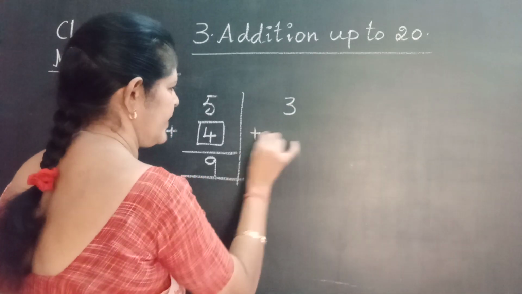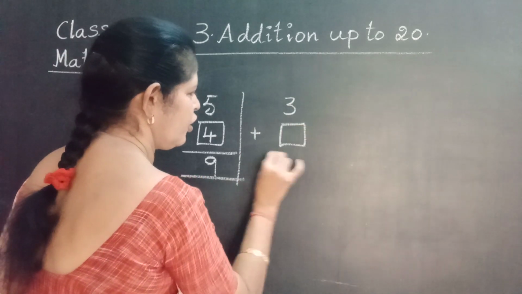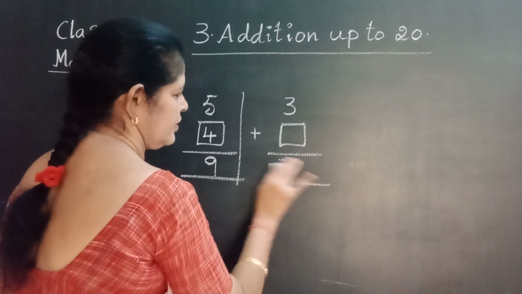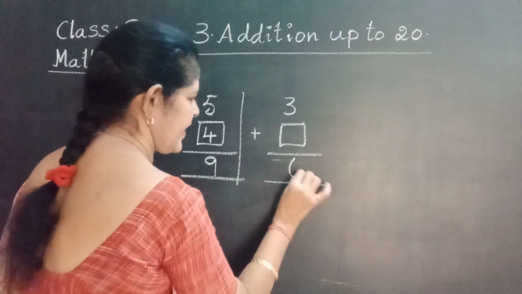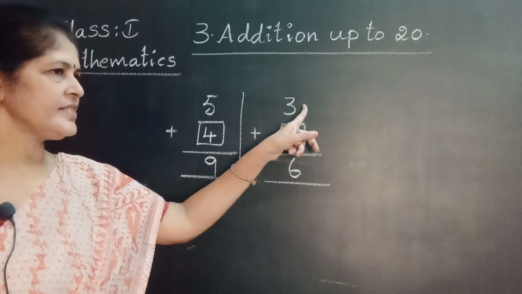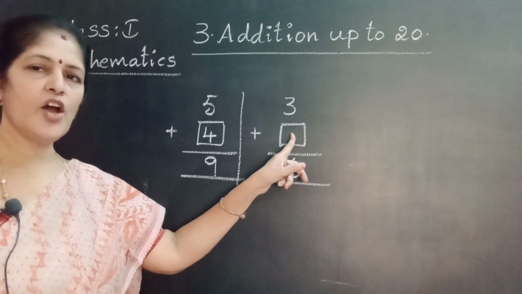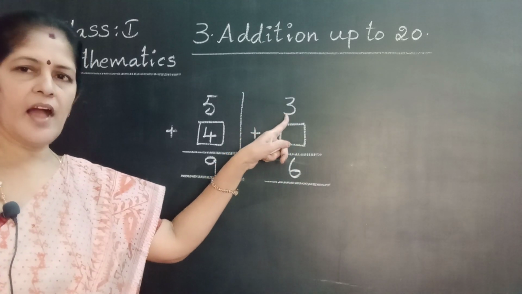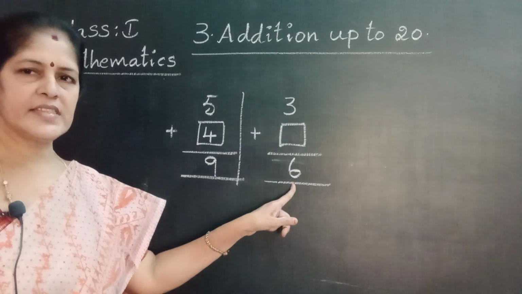3 plus, we don't know the second number here. Total is 6. First number is 3. Here we find out the second number. Ready, my dear children? Start counting after 3 till we get 6.